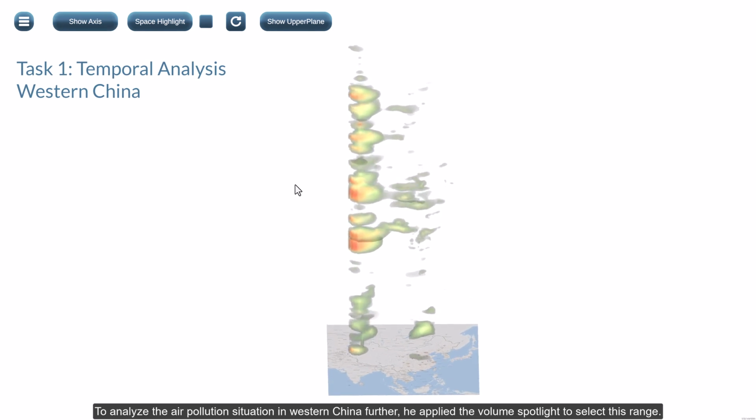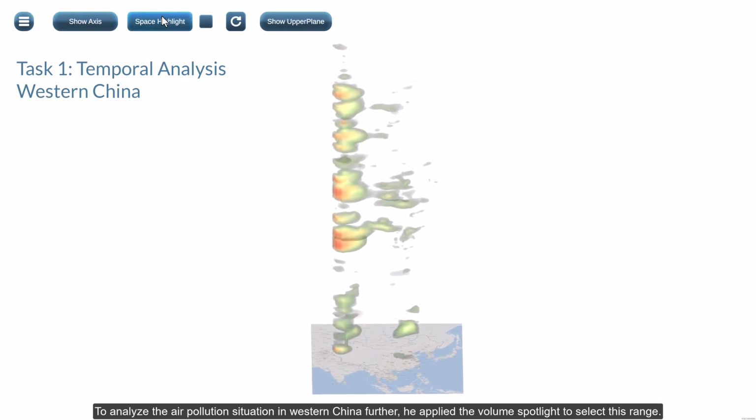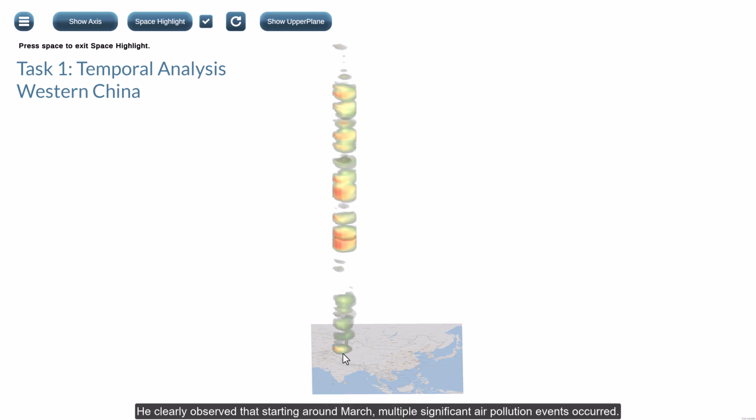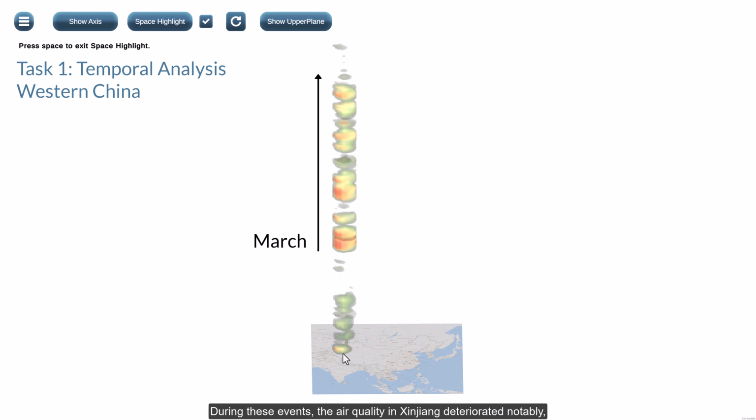To analyze the air pollution situation in Western China further, he applied the volume spotlight to select this range. The region was exactly the Xinjiang. He clearly observed that starting around March, multiple significant air pollution events occurred. During these events, the air quality in Xinjiang deteriorated notably, possibly due to the poor atmospheric dispersion conditions and the influence of dust storms. Also, the BTH region, the capital economic circle of China, was selected.